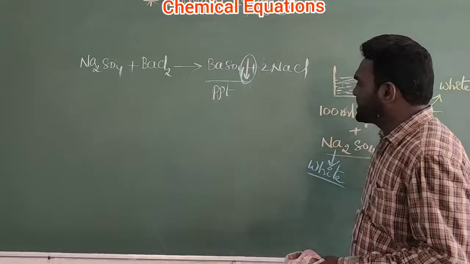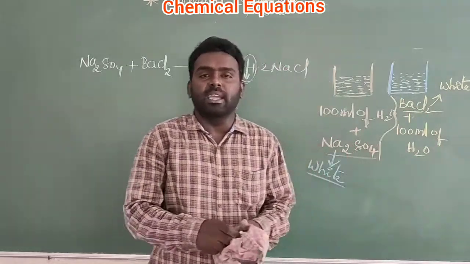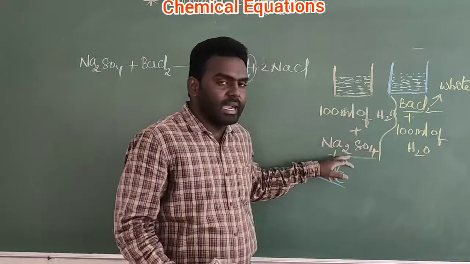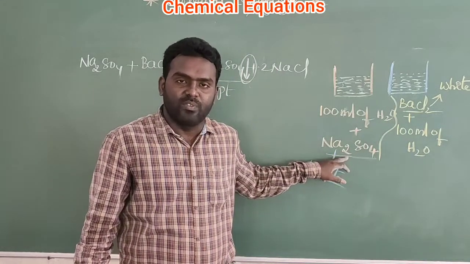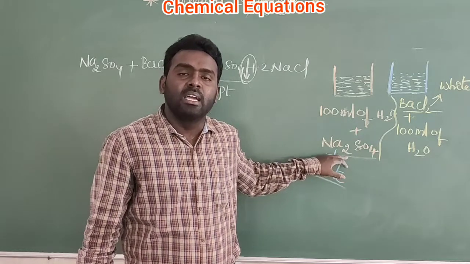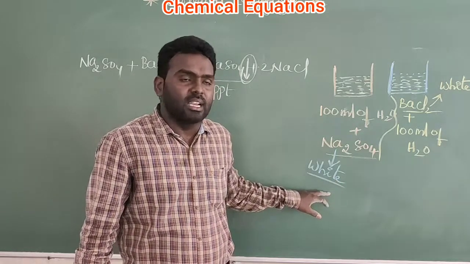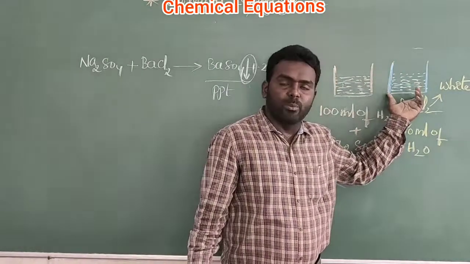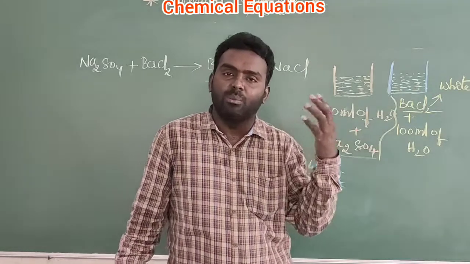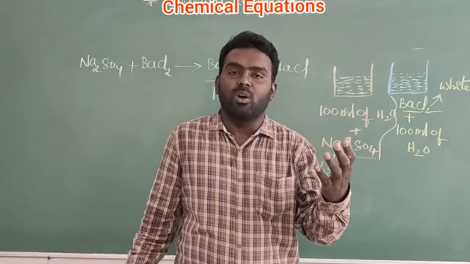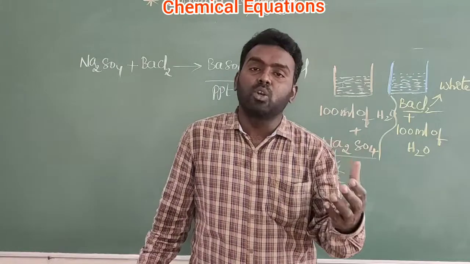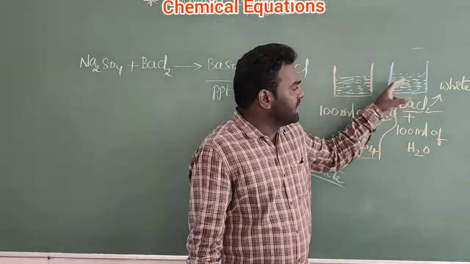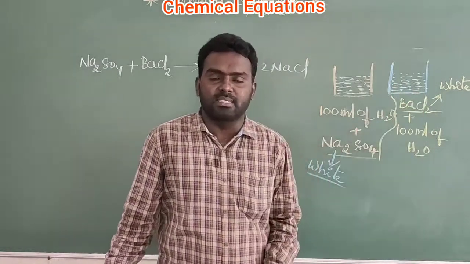Here, first I take a beaker, and in that beaker I take 100 ml of water. In that 100 ml of water I add a little amount of sodium sulfate. The sodium sulfate is white in color, and this is called an aqueous sodium sulfate solution. Again I take one more beaker with 100 ml of water, and in it I add a little amount of barium chloride, which is white in color. This is called an aqueous barium chloride solution.